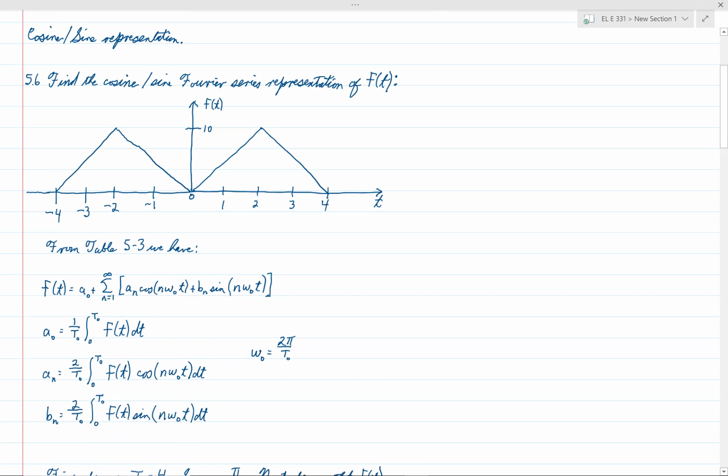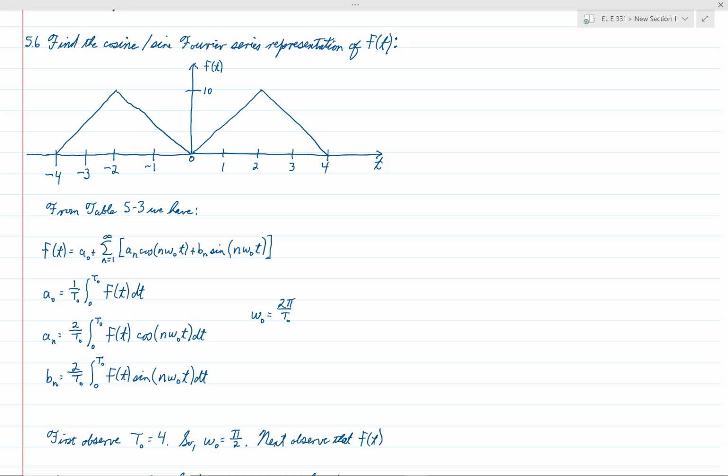What we're going to do in this lecture today is look at two different functions and find the cosine-sine Fourier series for the function. And we'll talk a little bit about how the Fourier series can help you to get more insight into a function. So anyway, the first function we will talk about is shown here, and this is problem 5.6 in your book. And I think everything here is pretty clear.